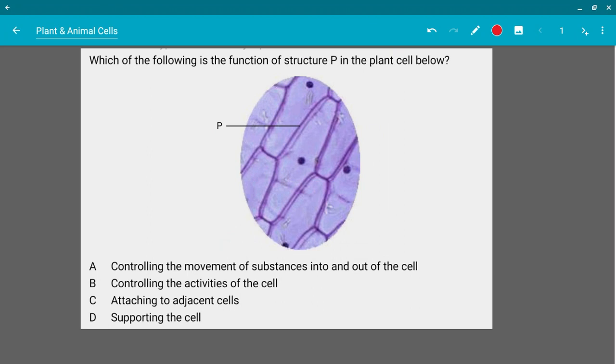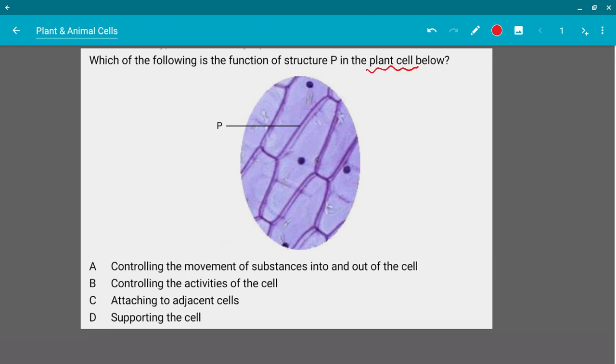In this video, we're going to talk about and discuss some questions. So in the previous video, we learned about plant and animal cells. So we learned about the structures, what is present in plant and what is absent in animal cells. Let's talk about the first question now. Which of the following is the function of structure P in the plant cell below?